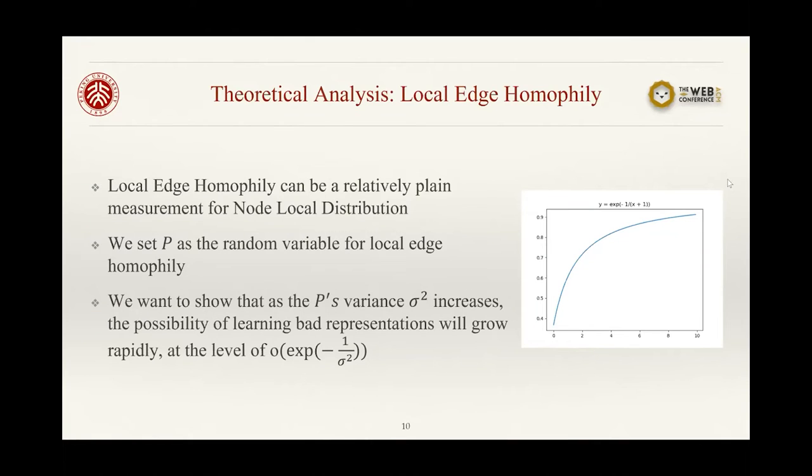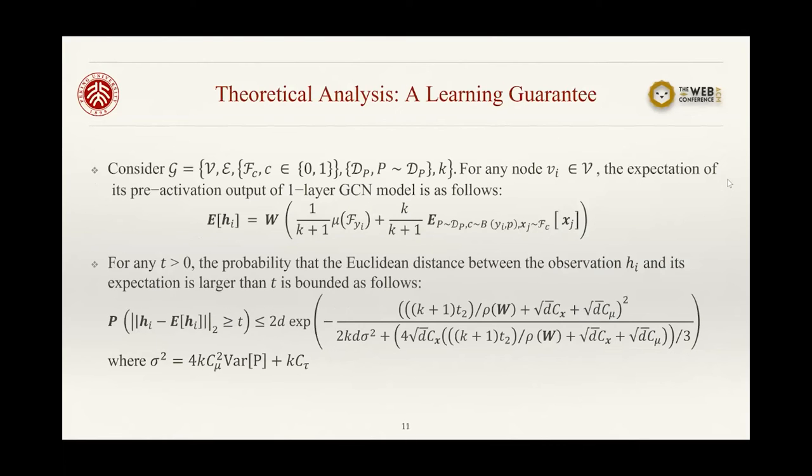node. Thus, the variance of P exhibits how the NLD differs throughout the graph. We hope to show that as the variance increases, the possibility of learning a bad representation will grow rapidly at the exponential level as presented. So we'll consider a one-layer GCN model as an example and derive such a learning guarantee. From this, we demonstrate that the Euclidean distance between the output embedding of a node and its expectation is small when the variance of P is relatively small.